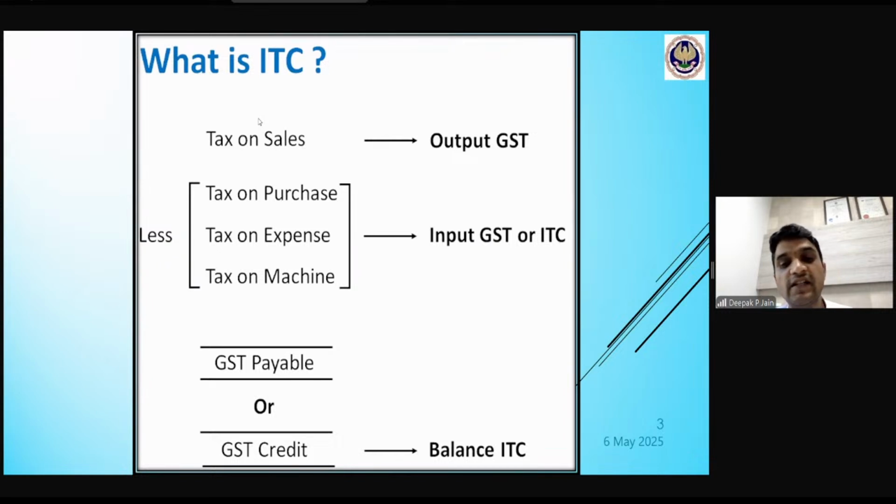GST credit based on this formula, it will be negative, right? Because your sale will be less and purchase will be more. So if it is positive, it is GST payable. If it is negative, it is GST credit.